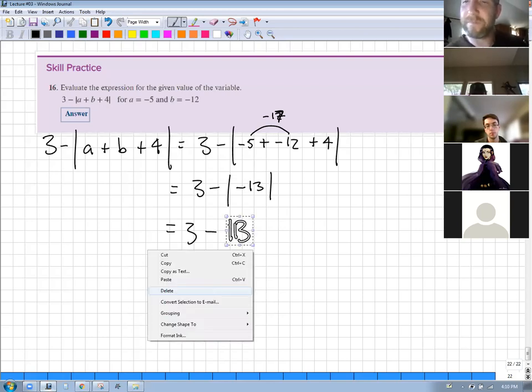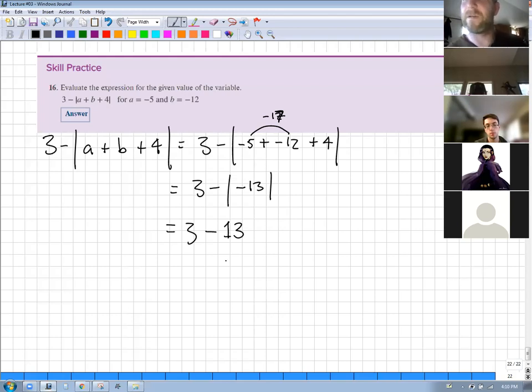Okay. And then 3 minus 13 would be a negative 10.